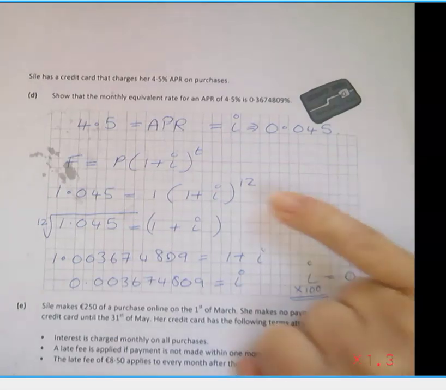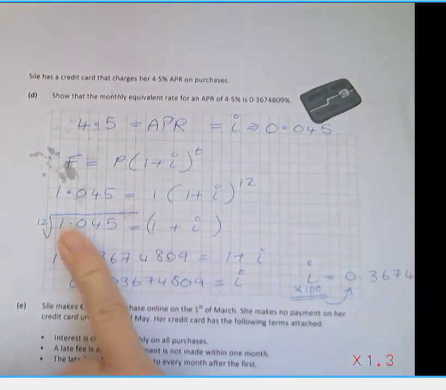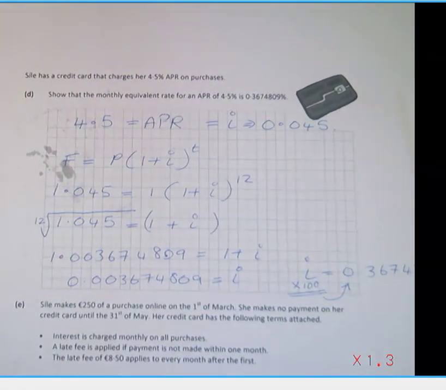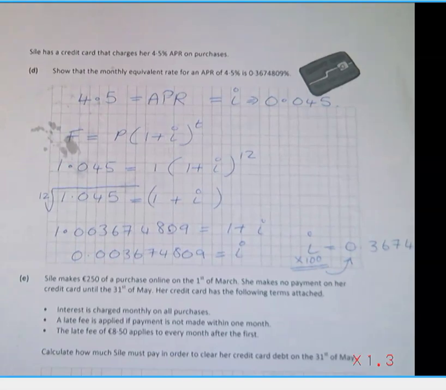So we want to get rid of this power of 12, so how you do that is you take the 12th root on the far side. So the 12th root of 1.045 will give you 1 plus i. Plug that into your calculator, you get that huge big decimal, and that is equal to 1 plus your i. You then take away the 1, and you're just left with i. So i is equal to 0.003674809. But we need it as a percentage, so you multiply it by 100. So when you multiply it by 100, you get 0.36748, which is what the question wanted.